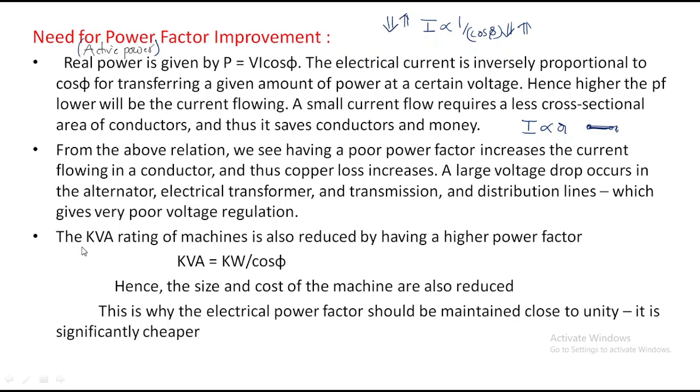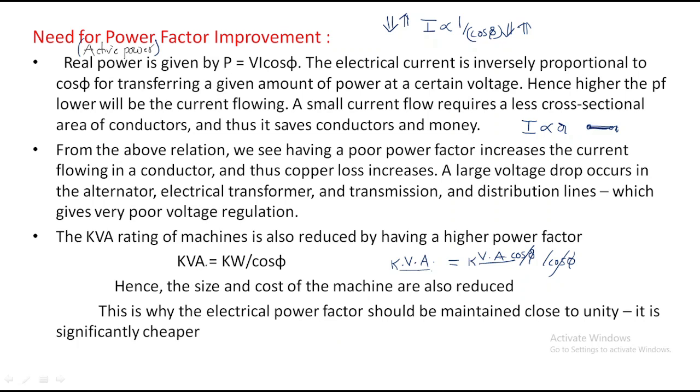Third, the kVA rating of the machine is also reduced by having a higher power factor. Because kVA rating is generally kilowatts divided by cos phi. Don't get confused here, you know these relations. What are kilowatts? What are kVA units? kVA units are volt amperes. Kilowatts means V I cos phi, divided by power factor, so both power factors cancel. From that, we get volt amperes. The K is 10 to the power 3 times, that's why we get the K here.